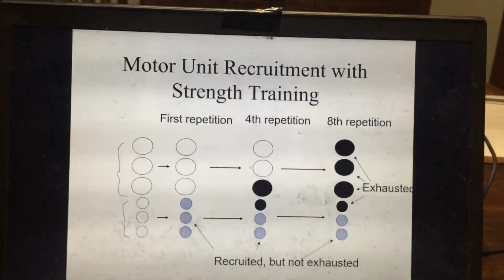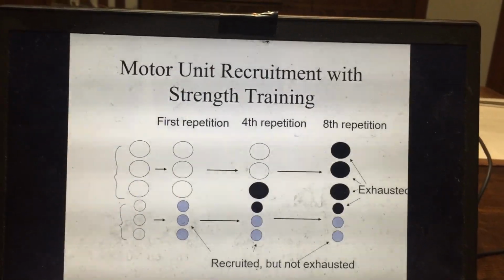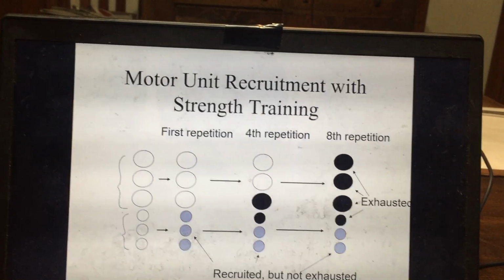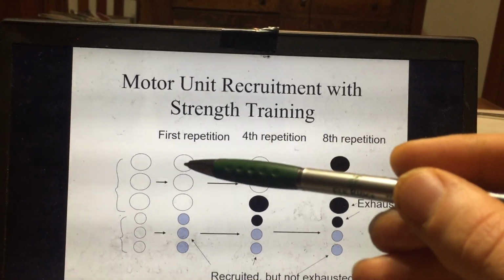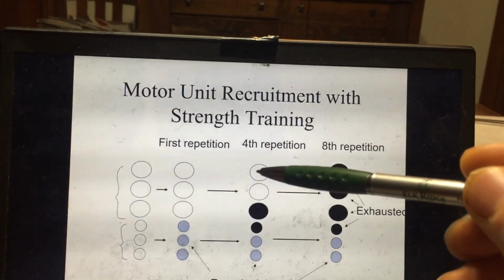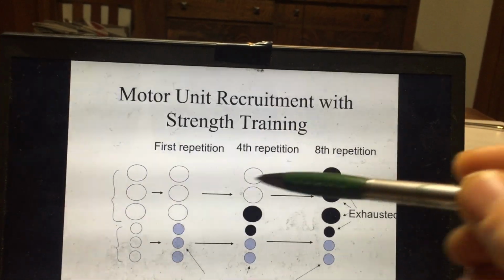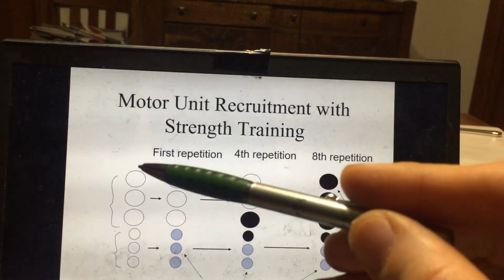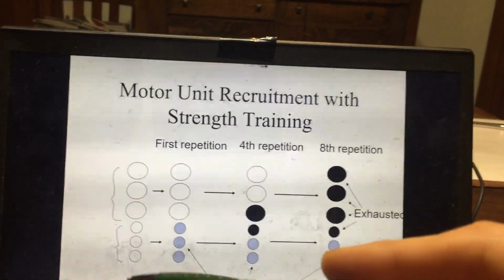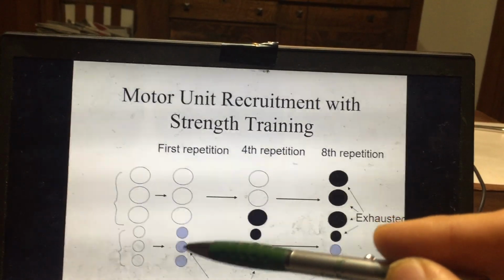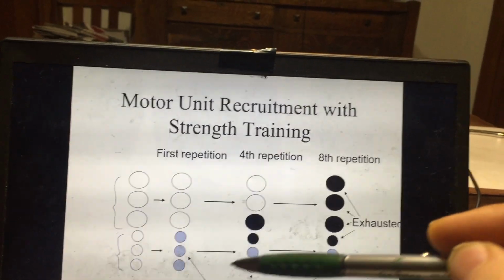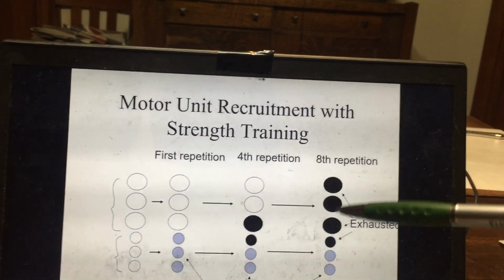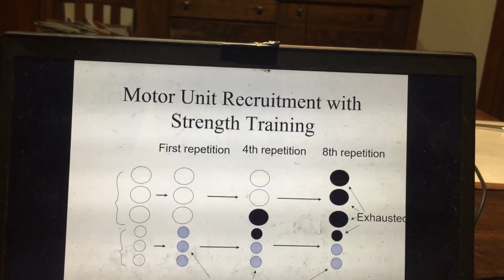So what this shows you is a typical progression through a set of resistance training. This is your first repetition, say this is your fourth repetition, this is your eighth repetition, and the open circles represent motor units that are not recruited. The gray circles represent motor units that are recruited. The black ones represent motor units that are exhausted.